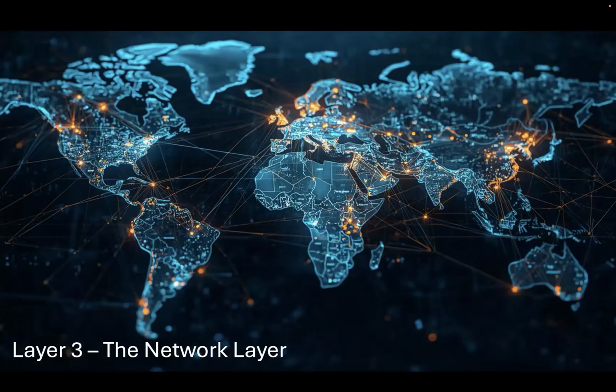The network layer is responsible for moving data between networks, and this is where IP addresses live. An IP address is basically a network location. Think of it like a street address. Routers use IP addresses to determine where traffic should go. As your data travels across the internet, routers continuously make forwarding decisions. Where should this packet go next? What's the best available path? How do we reach the destination? That routing process is happening constantly over the internet.